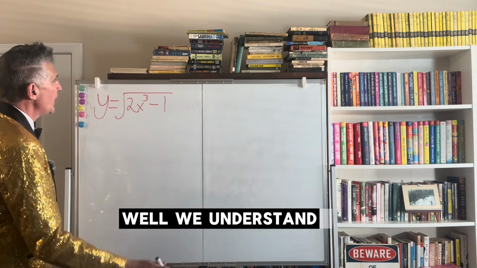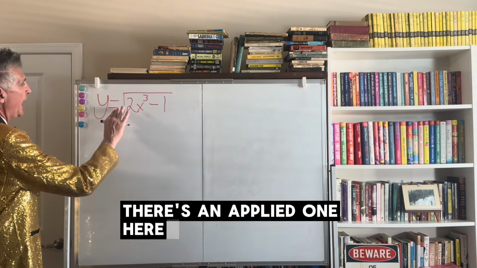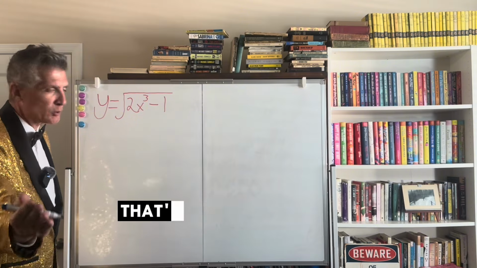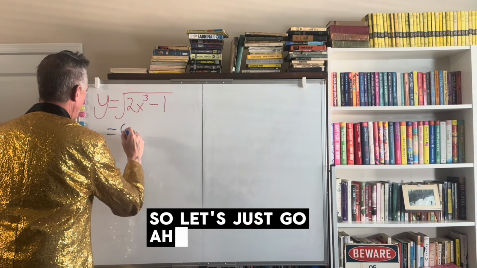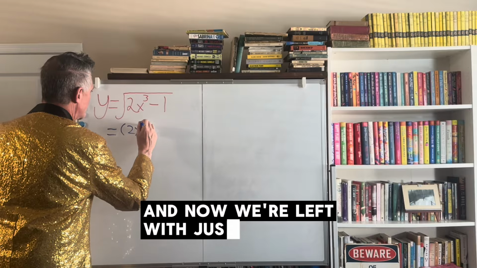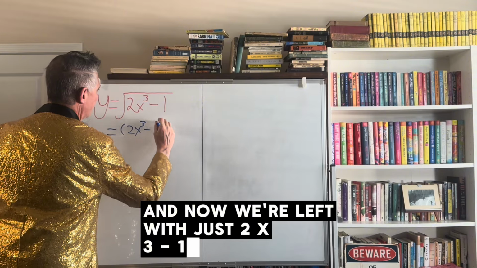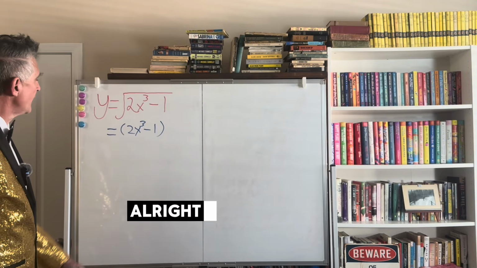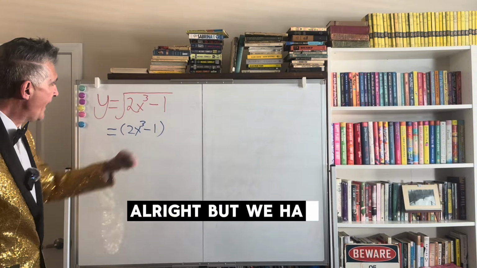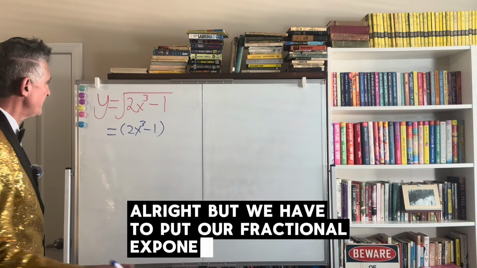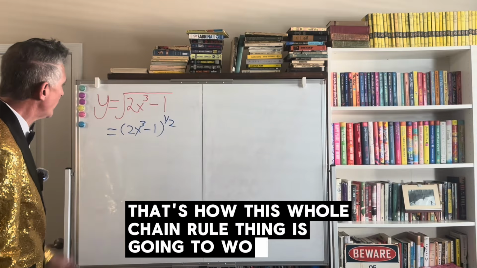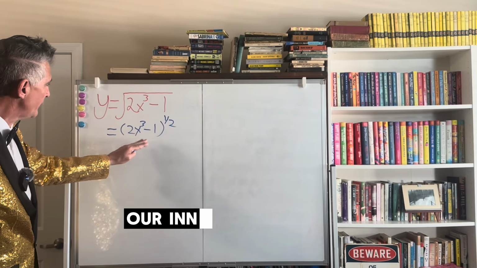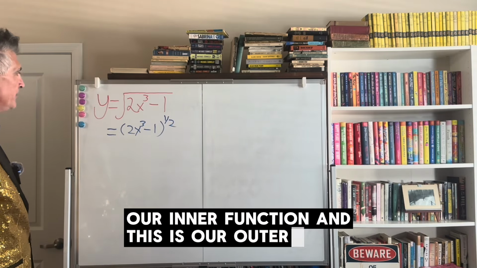Well, we understand all the time there's an implied 1 here and there's an implied 2 over here. That's really the secret to getting rid of the radical initially. So let's just go ahead and do that. And now we're left with just 2x^3 minus 1. All right, but we have to put our fractional exponent here, don't we? Well, we do. Okay, that's how this whole chain rule thing is going to work. This is our inner part, our inner function, and this is our outer, right?